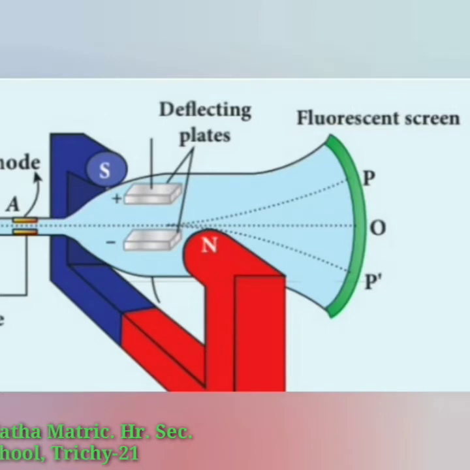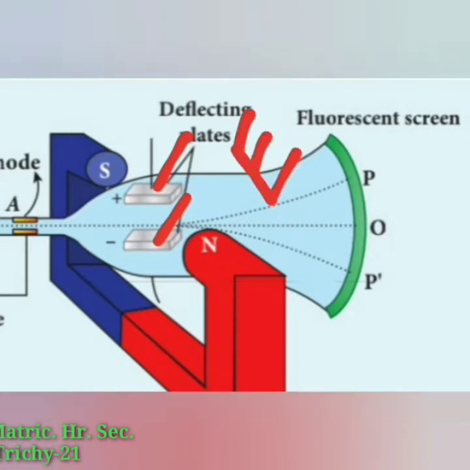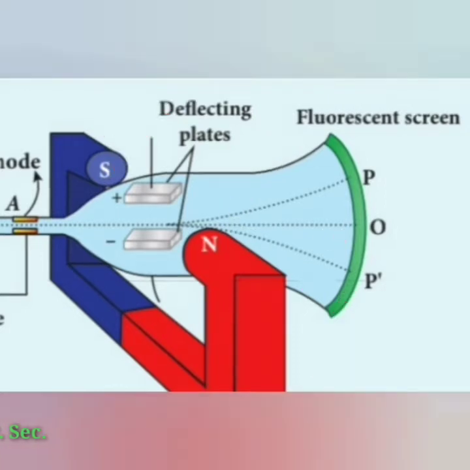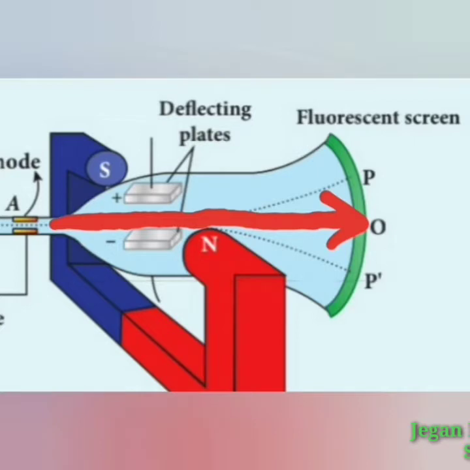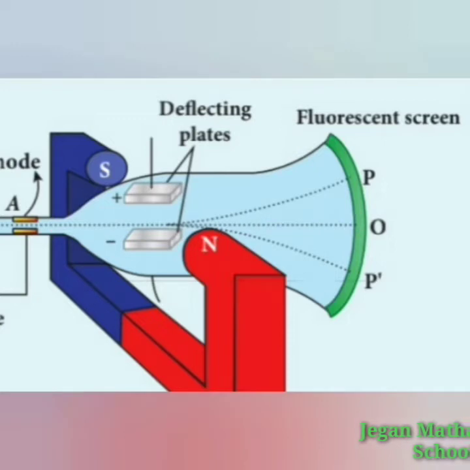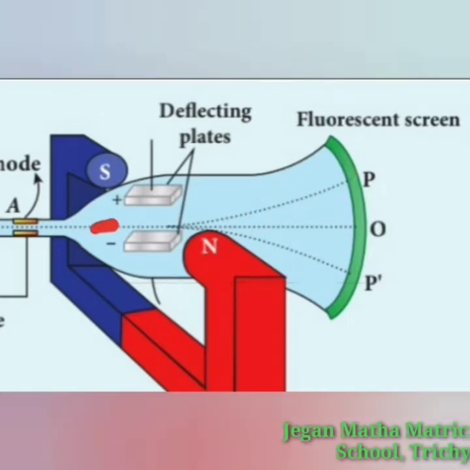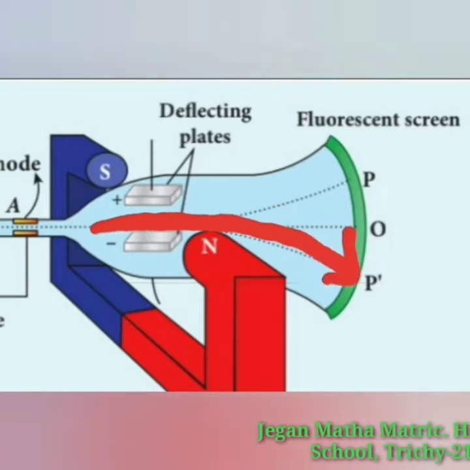Here we are going to apply two fields. By these charged metal plates, we can apply the electric field. With the help of these two poles of the magnet, we can apply the magnetic field. In the absence of the two fields, the cathode rays travel in a straight line and fall at the point O. In the presence of the electric field, cathode rays are deviated like this and fall at the point P. In the presence of the magnetic field, cathode rays are deviated like this, which makes the spot at the point P dash.